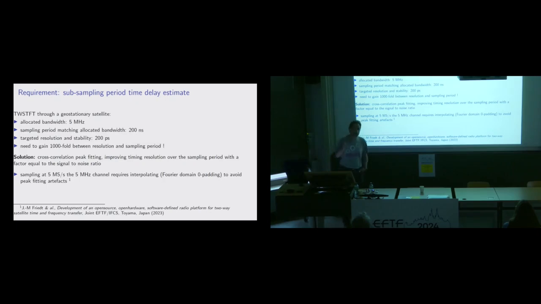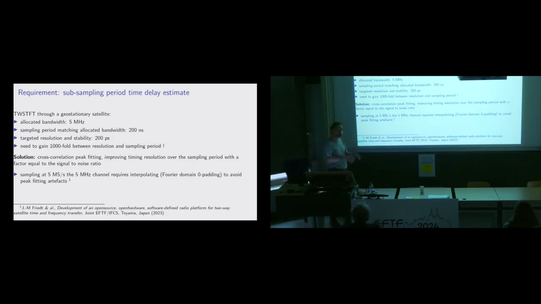I'm not sure if it's obvious to everyone, but what I find a bit annoying here is that Telstar, in the two-way satellite time and frequency transfer consortium, they're renting 5 megahertz bandwidth. And 5 megahertz, the inverse, is 200 nanoseconds. So if you sample a 200 nanosecond period, you have the full information. And the objective I was given at the beginning of this project was you need to measure the time with 10 picoseconds. You need to find a 1,000-fold improvement between your sampling period and the time delay.